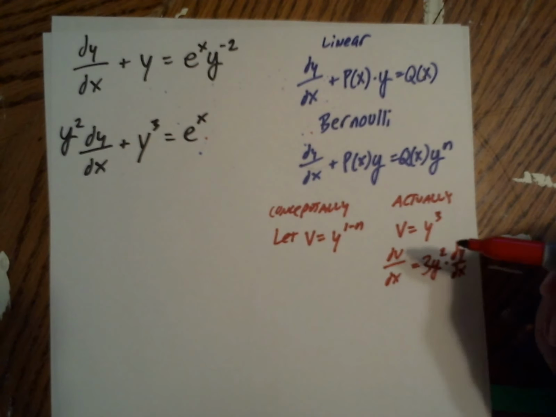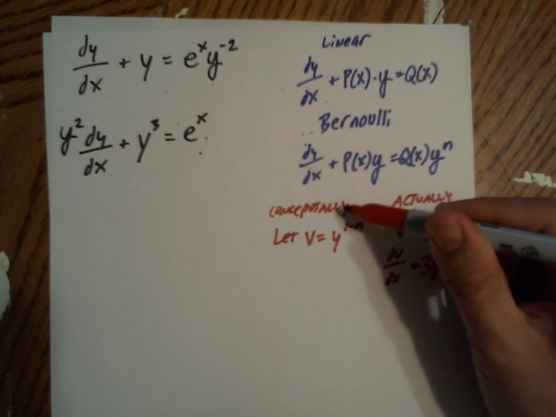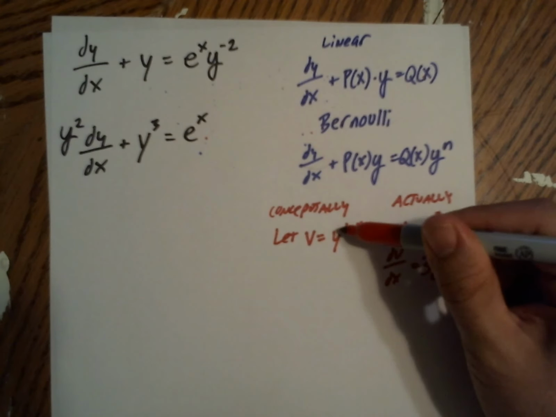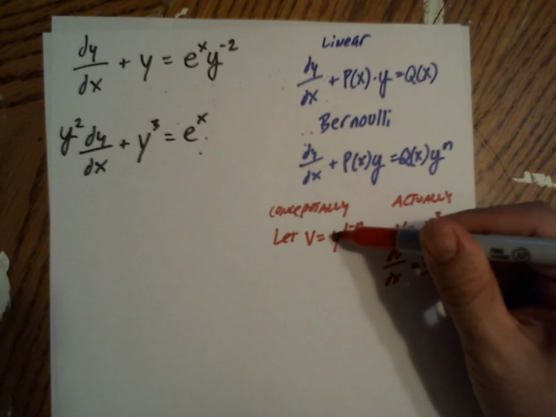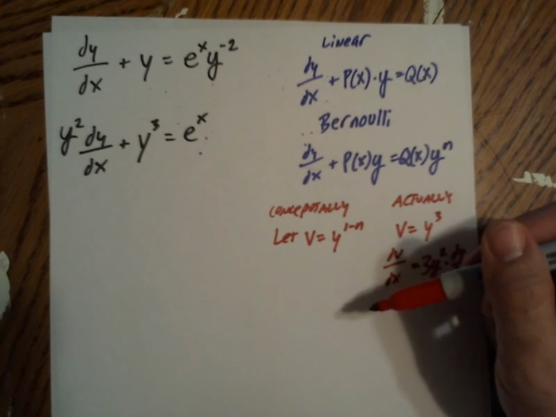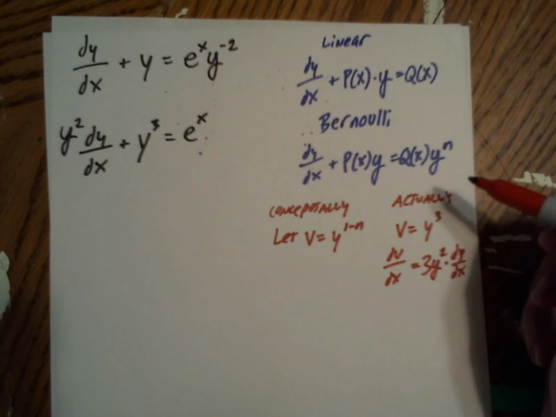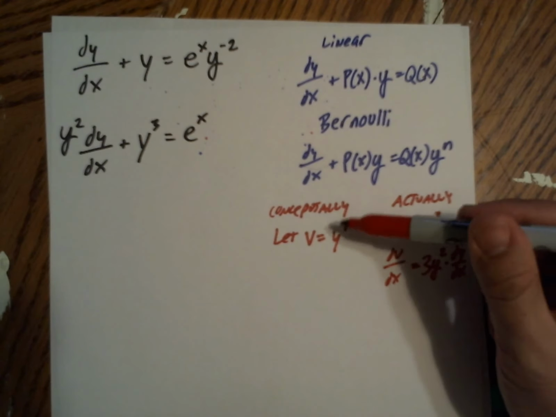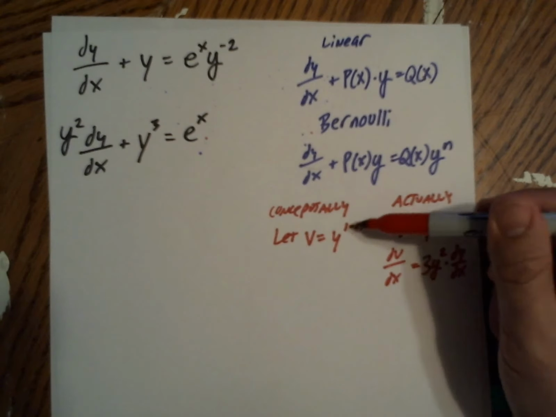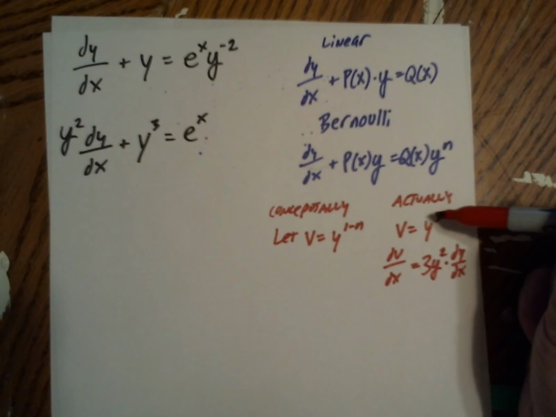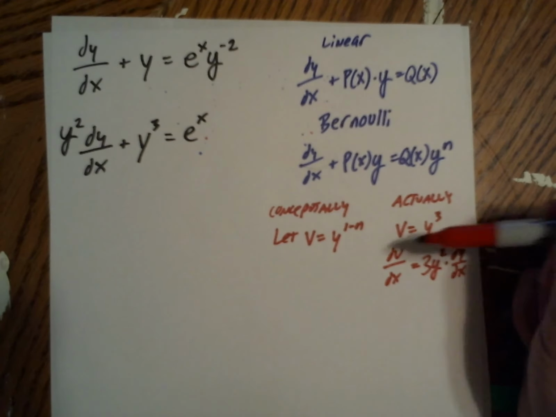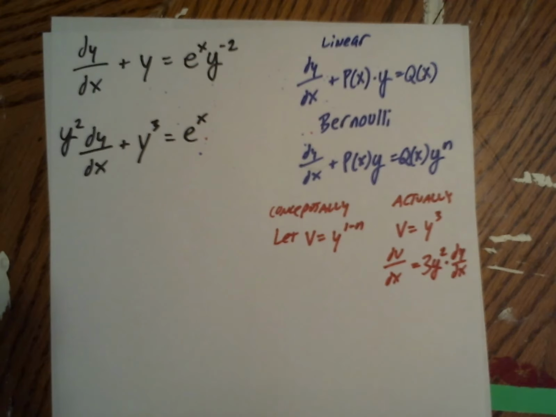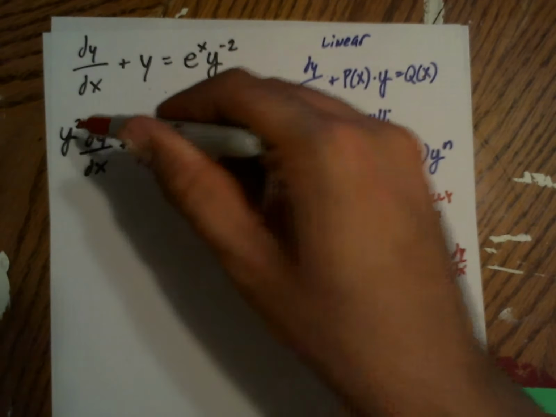It used to kind of trip me up. I used to try to put the definition into my work. Some people just remember this long formula, but it's much easier for me to say let v equal y to the 1 minus n, and then see what that actually is, and then we derive from there and then substitute.